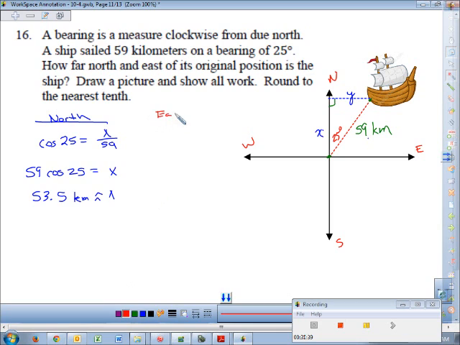Which variable are you looking for when you want to see east? Find y with trigonometry. Go for it. Still focusing your attention around the 25. Don't use this nasty number. You could, but use the 59. It's a nice, neat number. So that's opposite over hypotenuse. That's my sine.